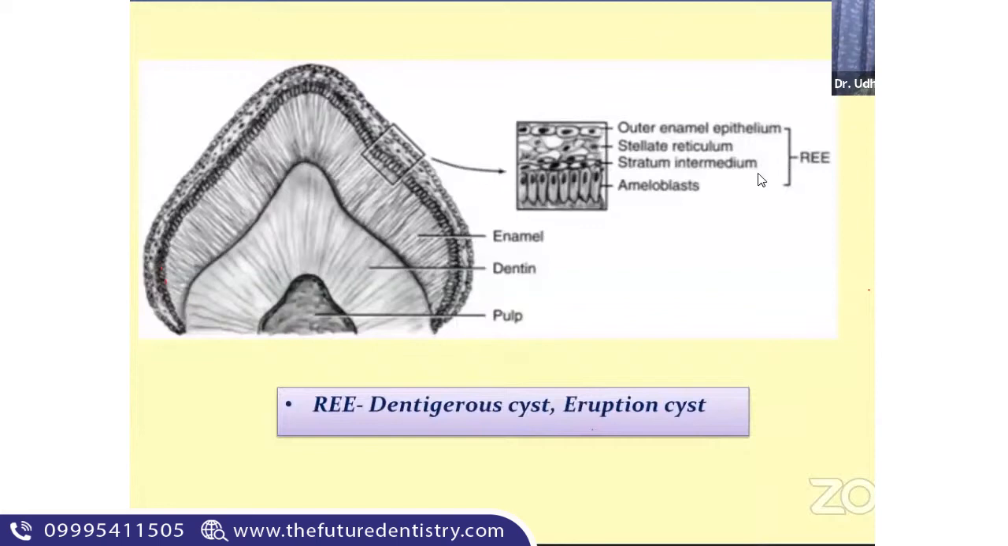Good. So now you have your reduced enamel epithelium, which is present here, which gives rise to your dentigerous cyst and your eruption cyst, as I mentioned previously.